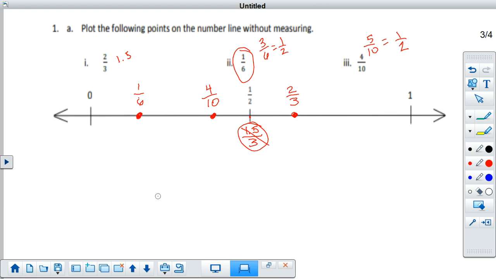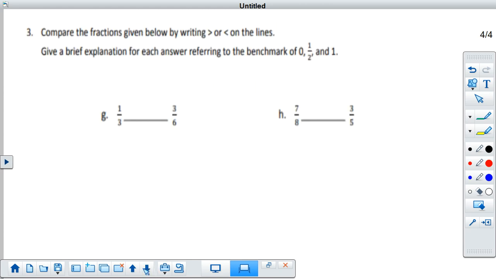So for number 1B, you'll just be comparing these three fractions, possibly to 1/2. On the back side of the homework, you have problems where they give you two fractions, and you have to compare those two fractions by writing greater than or less than on the lines. However, the hard part is giving an explanation for each answer, referring to that benchmark of 0, 1/2, or 1. So if you want to refer to a number line when you're placing where these are located, you can. Or you can just start thinking about, is it closer to 0, 1/2, or 1?